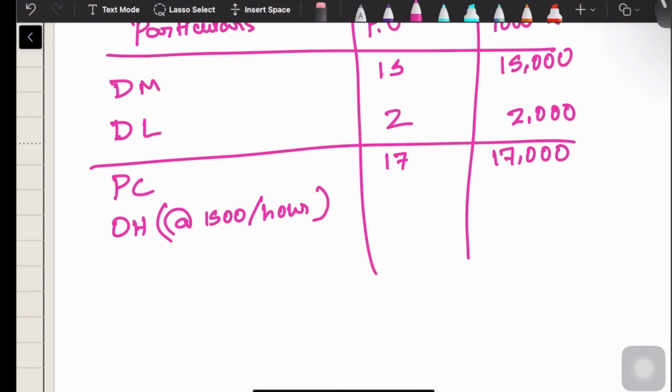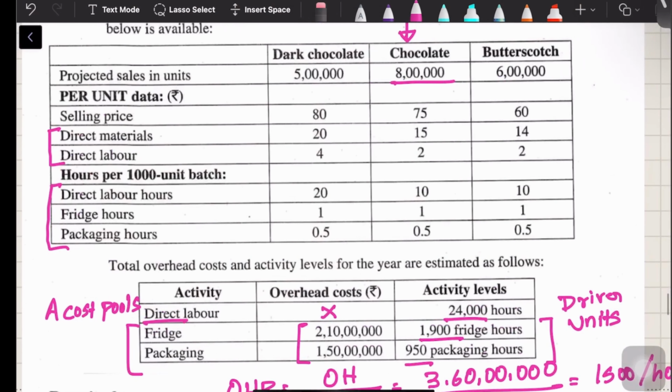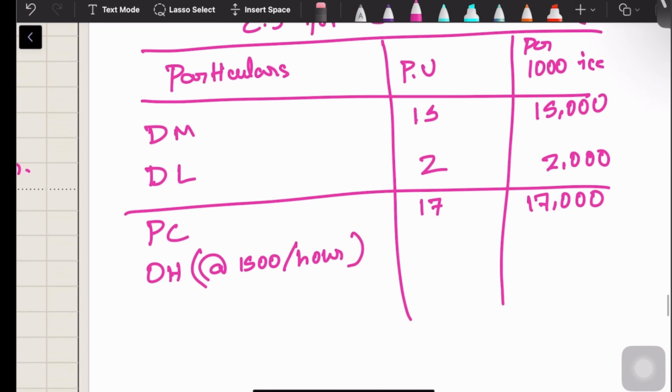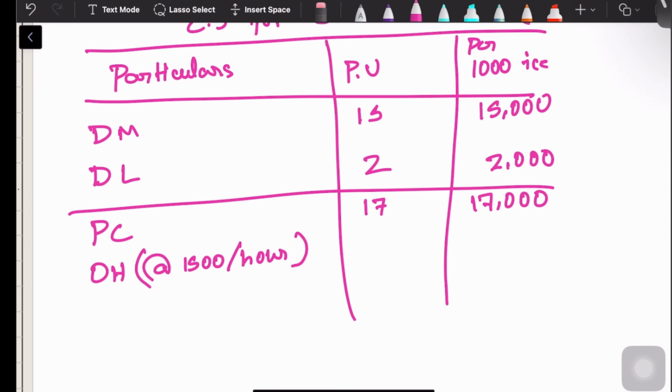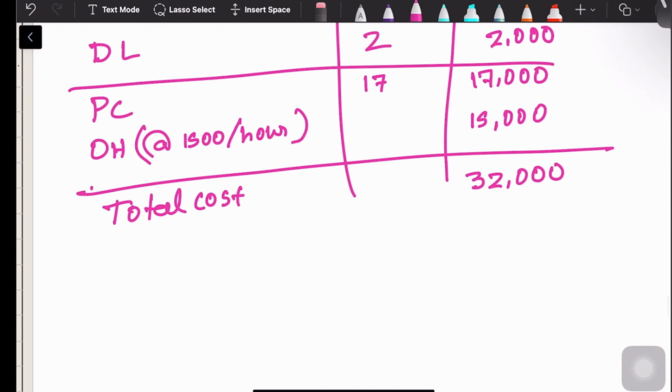Now let's see how many hours are used for chocolate. So in the table it says per 1000 unit batch we need 10 hours. So 10 hours multiplied by 1500 per hour, we can directly take it in the total column, 15,000 rupees. Now the total cost will come to 32,000, or per unit cost will come as 32 rupees.